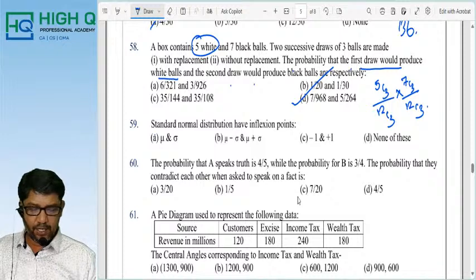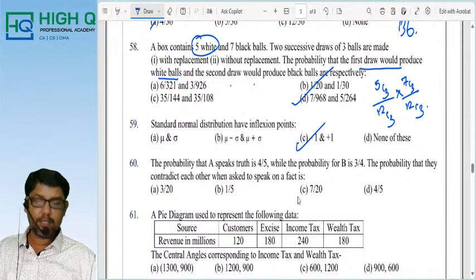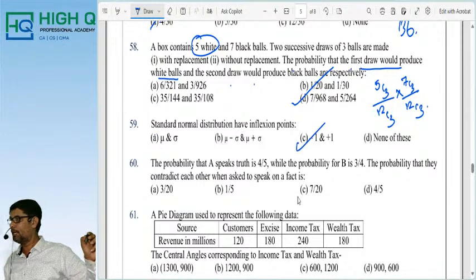Now, the standard normal distribution has points of inflection. What are they? -1 and +1.